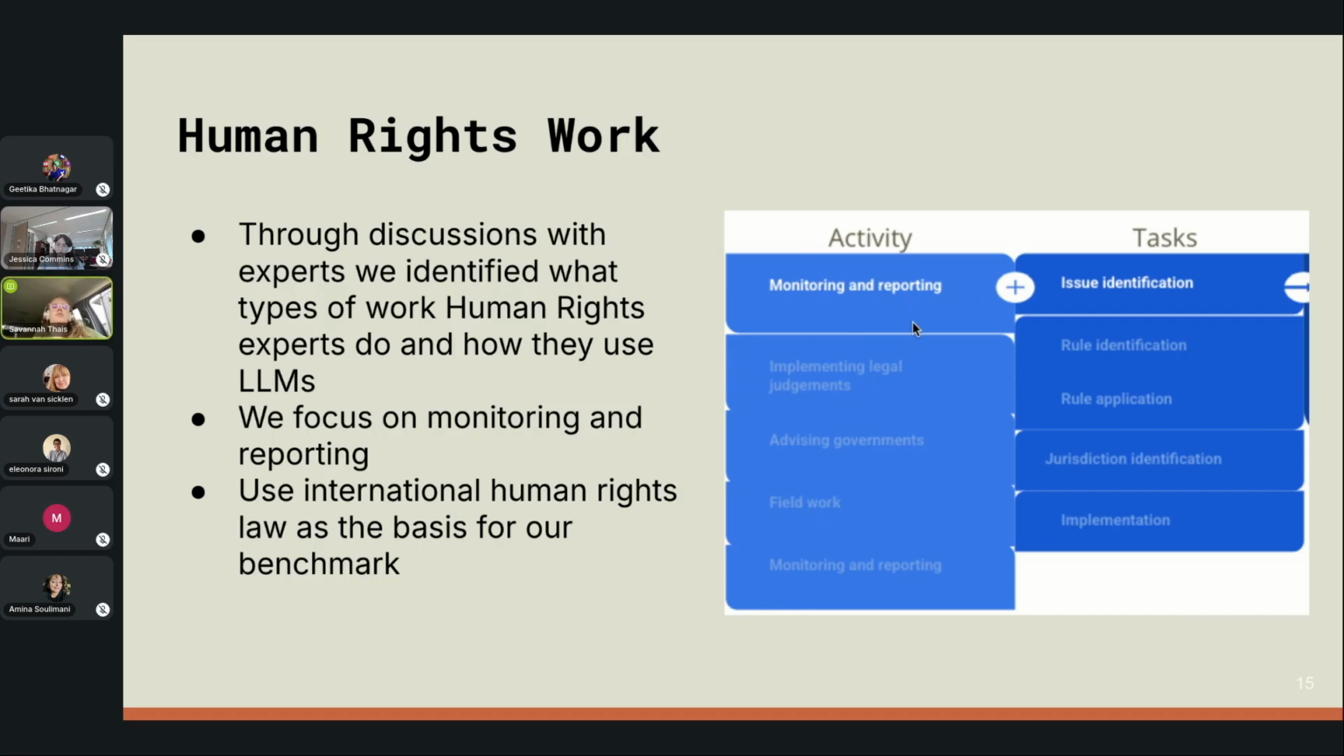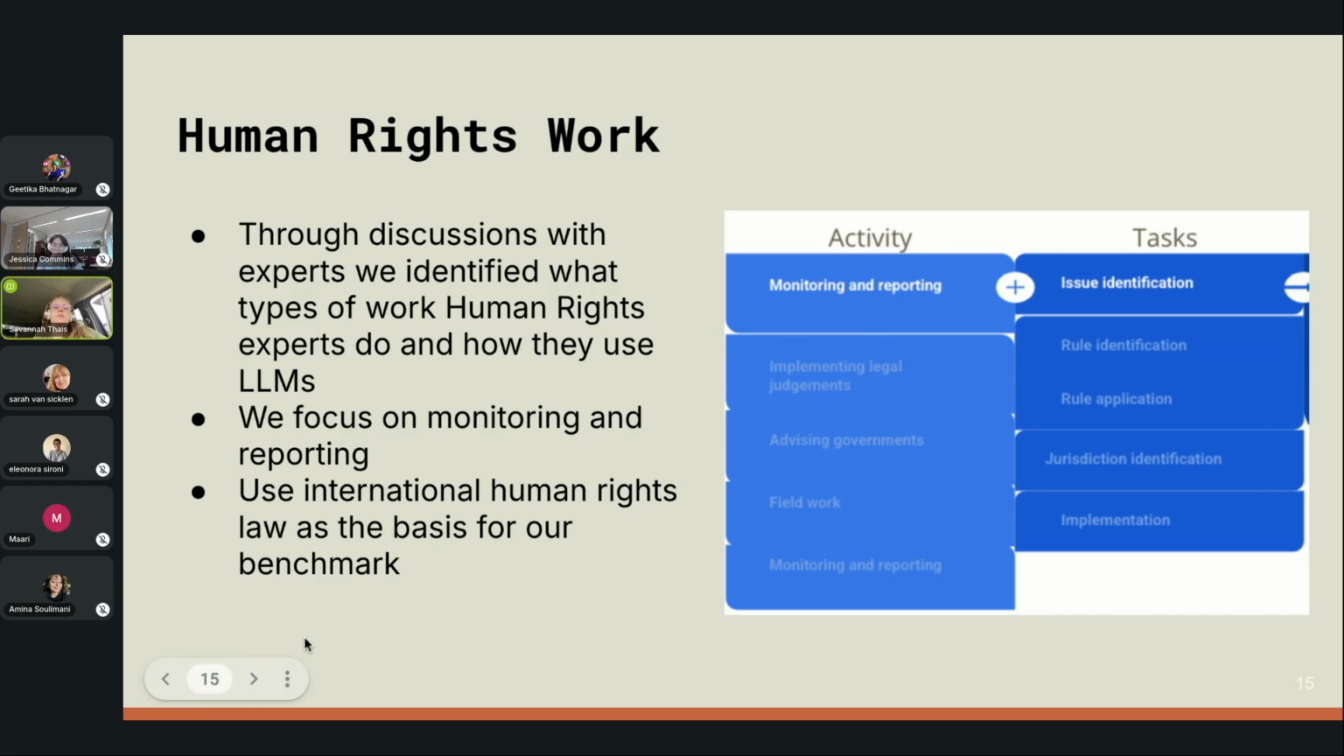possibly others. So we decided for this benchmark to focus specifically on the task of monitoring and reporting and measuring how useful an LLM might be for that kind of task by probing how much an LLM has internalized knowledge of human rights and what human rights violations might look like.